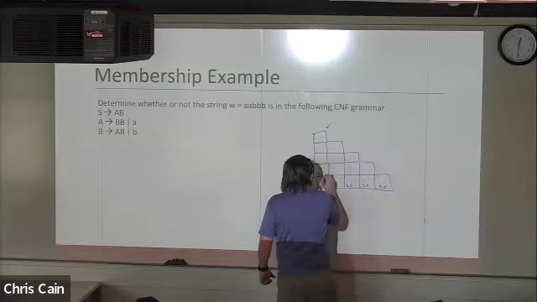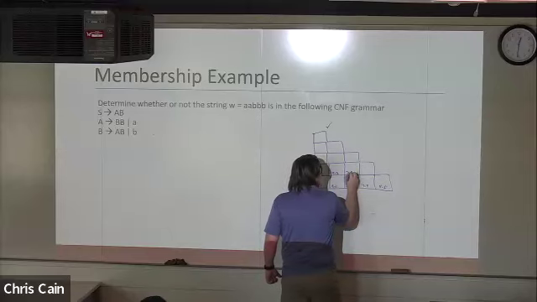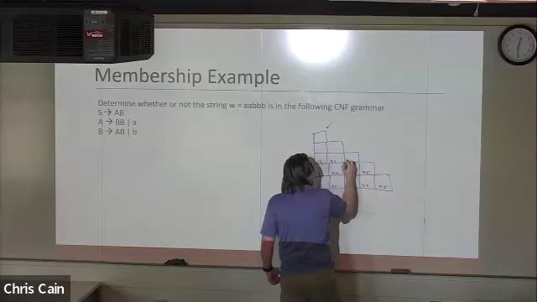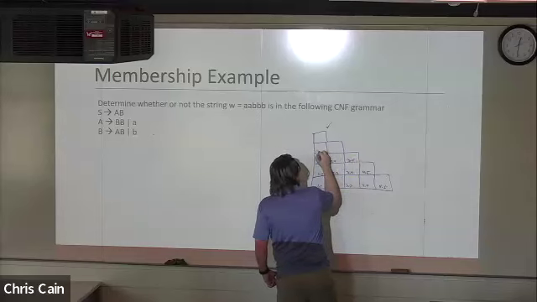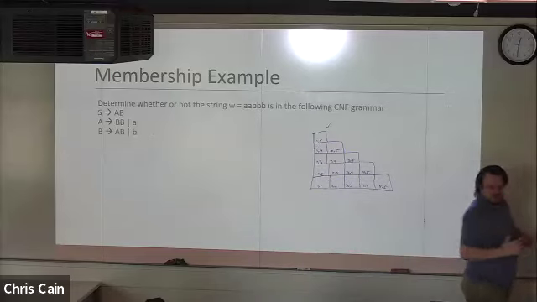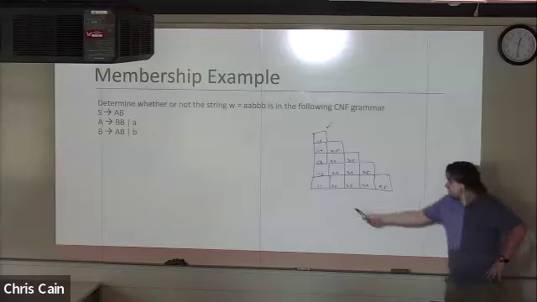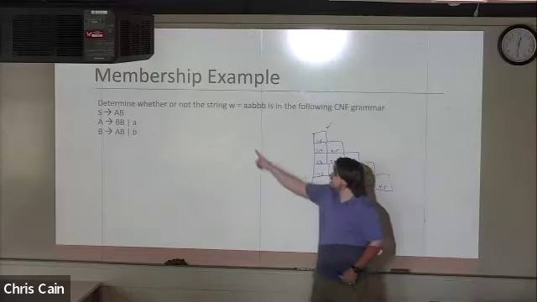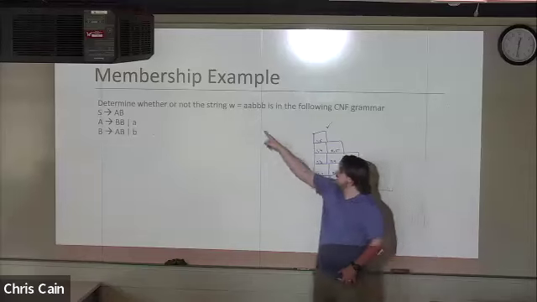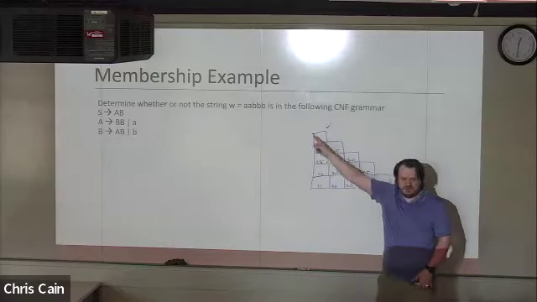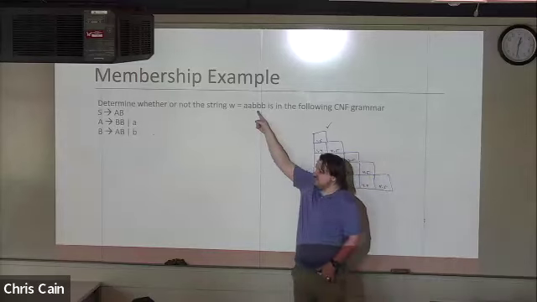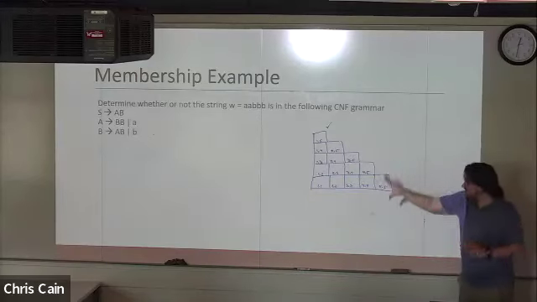This represents 1,2, 2,3, 3,4, and 4,5. 1,3, 2,4, 3,5. 1,4, 2,5, and 1,5. So these are the subscript bounds on the string. So this is looking at the character starting at 1, ending at 1, starting at 2, ending at 2. So this represents just this first A. This represents this second A. This represents this first B. This represents AA. This represents AB. So just all of the possible substring bounds.